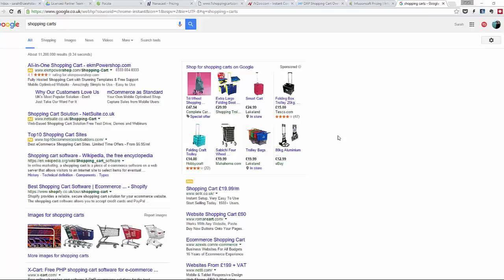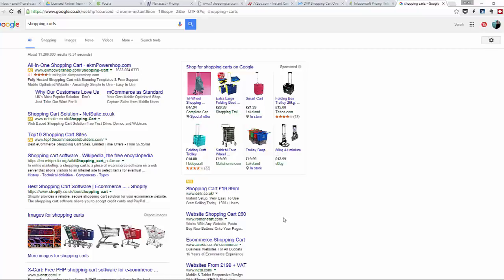Now, first of all, what is a shopping cart? Well, in essence, all it is is a little bit of software which you have on a sales page, which enables you to process credit cards. So if you're selling your own product and you want to take payments using Visa or MasterCard or PayPal or something like that, that's all it is. It enables you to put a buy now button on a sales page.